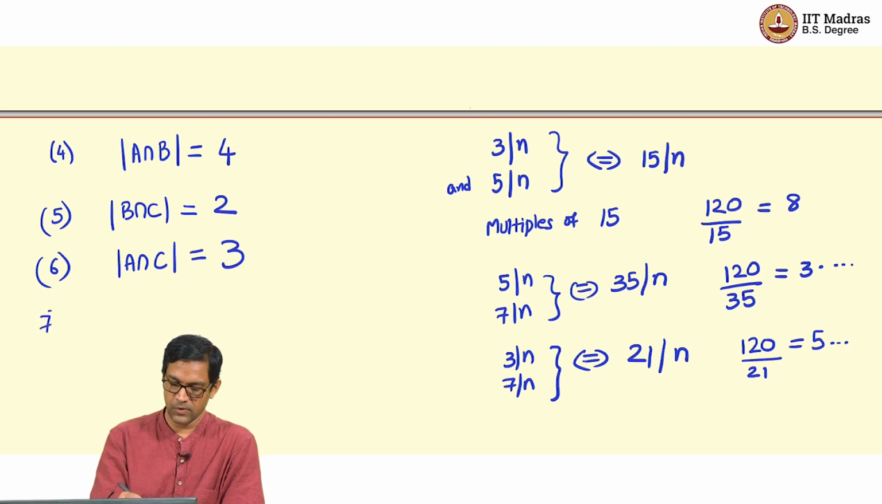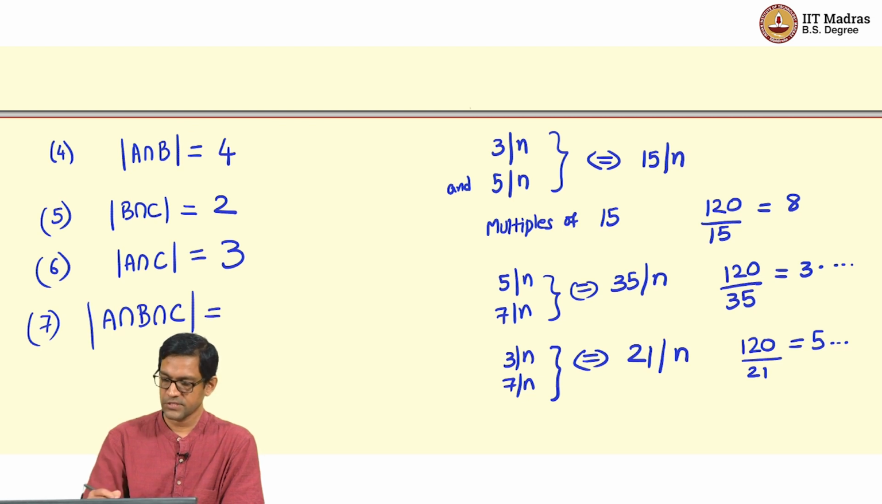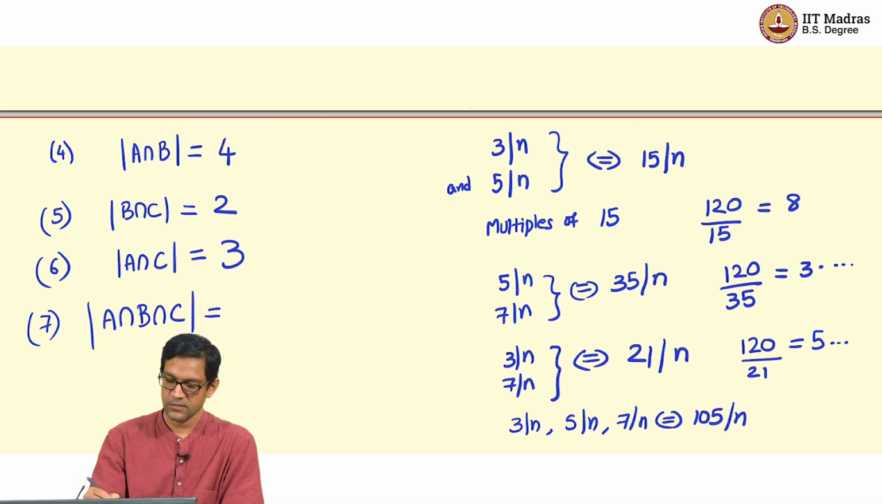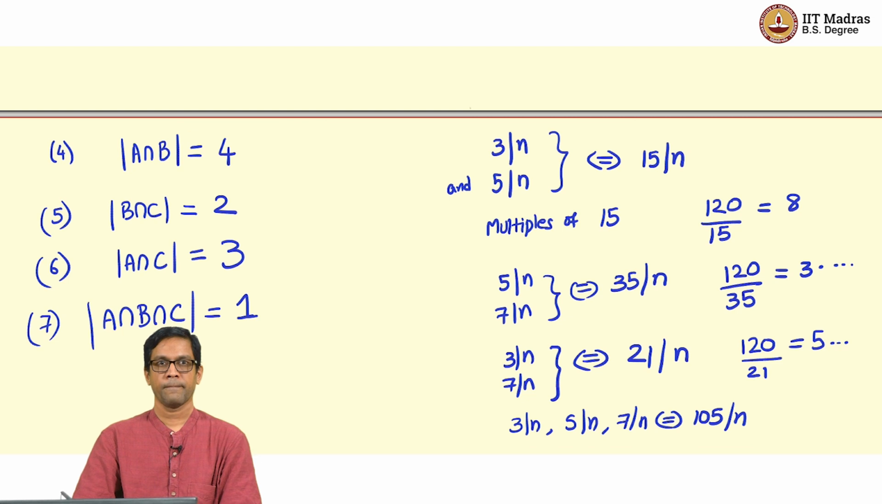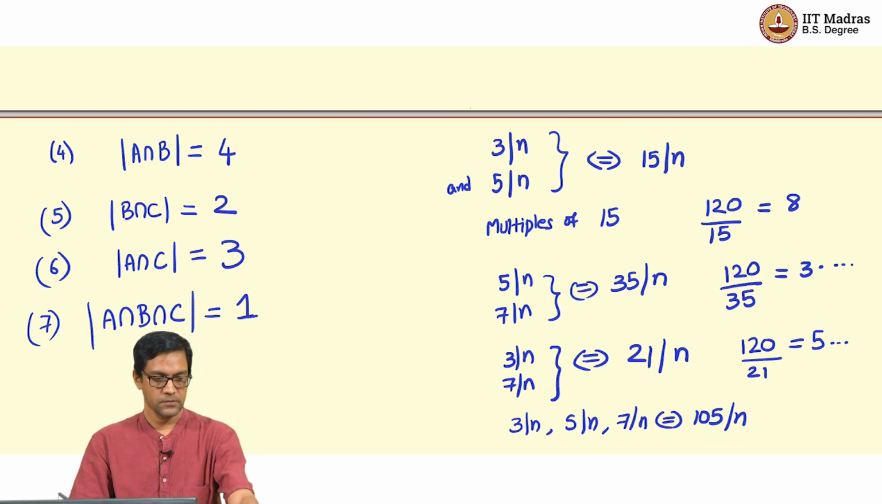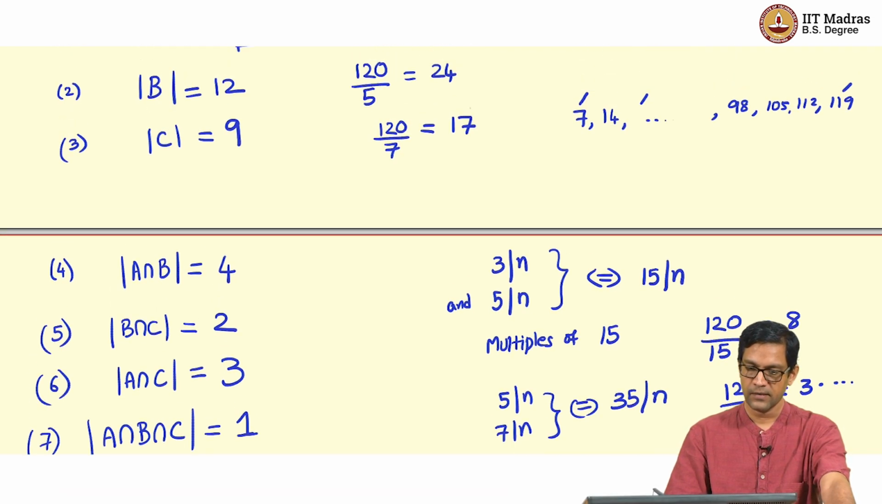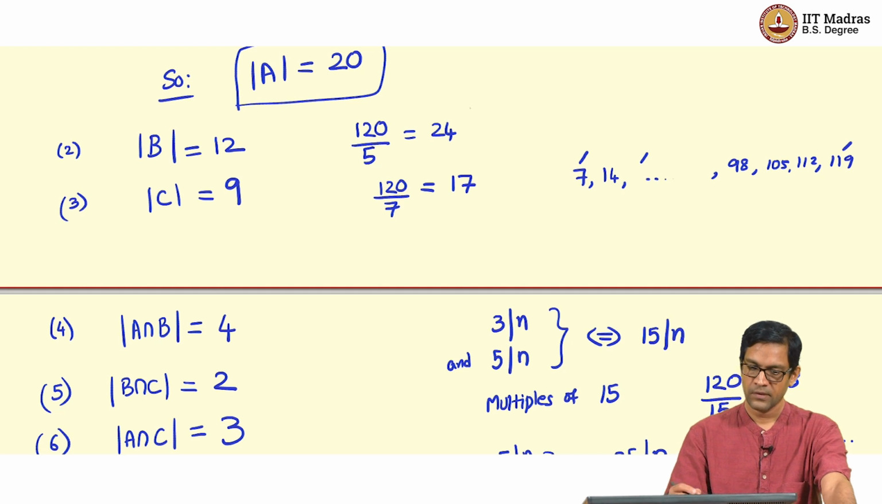Finally, what is A intersection B intersection C? That just means I am looking at n which is divisible by 3, 5 and 7. So 3 divides n, 5 divides n, 7 divides n. This is the same as saying the product of all 3 divides n. So 105 divides n, and there is only one such number, which is 105 itself. So that is the entire computation. Now we have all 7 pieces of data that we need to calculate the cardinality of A union B union C. So let us add and subtract these in the appropriate order.